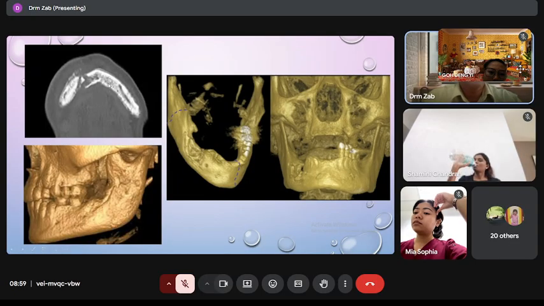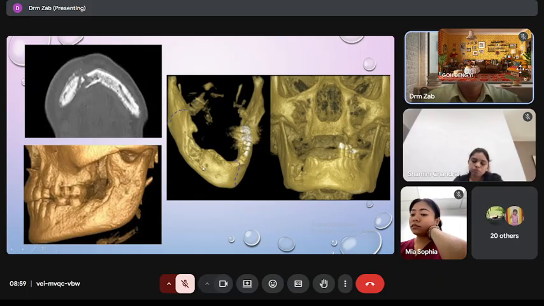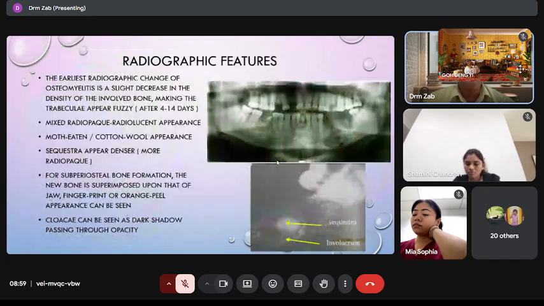Here you can see the pathology. This is the moth-eaten appearance. Again, here, moth-eaten appearance. So CT scan is very good. It gives a 3D view and also a view from the axial, coronal, and sagittal dimensions. If you look at the radiographic features, the earliest radiographic changes occur after 4 to 14 days.